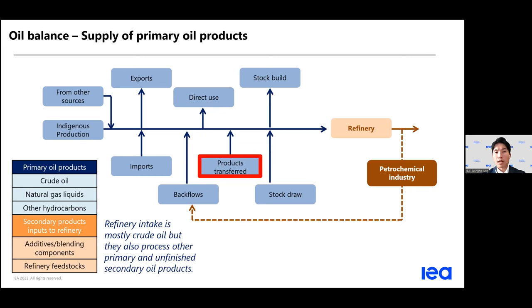Products transferred means that some of the finished or semi-finished products can be reclassified for further processing. For example, if naphtha is imported, but it needs further processing to upgrade the quality of the oil product, then the naphtha first is reported under the import flow under the naphtha column, and it's reported with a negative sign under products transferred, and it appears as the refinery feedstocks in this supply side of the balance table. And as the arrow shows, it goes into the refinery plant again for further processing.